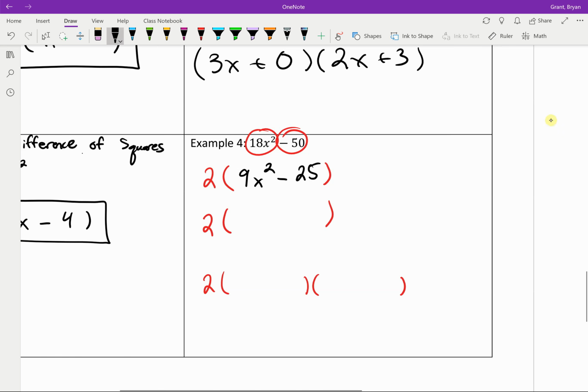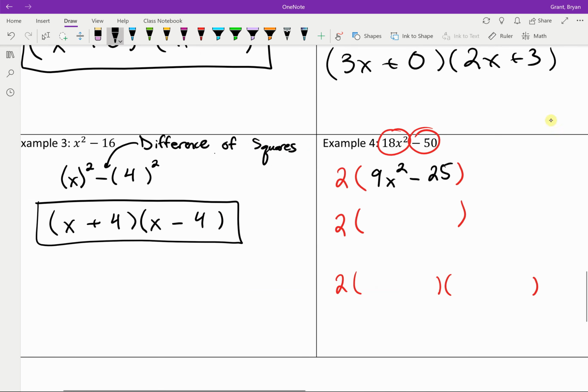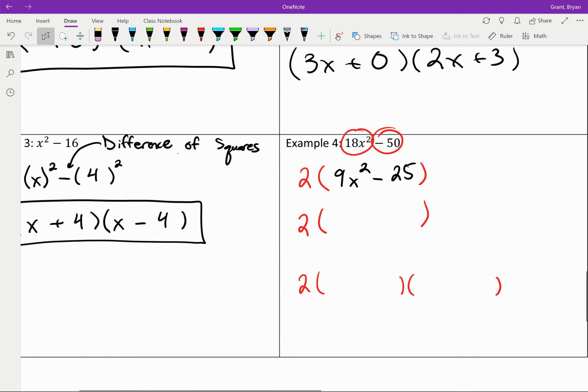9x squared, could we rewrite that the same way we did over here? What times itself gets you a 9 and an x squared? I think that would probably be 3x. 3x times 3x is 9x squared. And what times itself gets you 25? Well, it's got to be 5. 5 times itself is 25. Once we've rewritten this as a difference of squares, factoring is easy. 3x minus 5, 3x plus 5, and done.